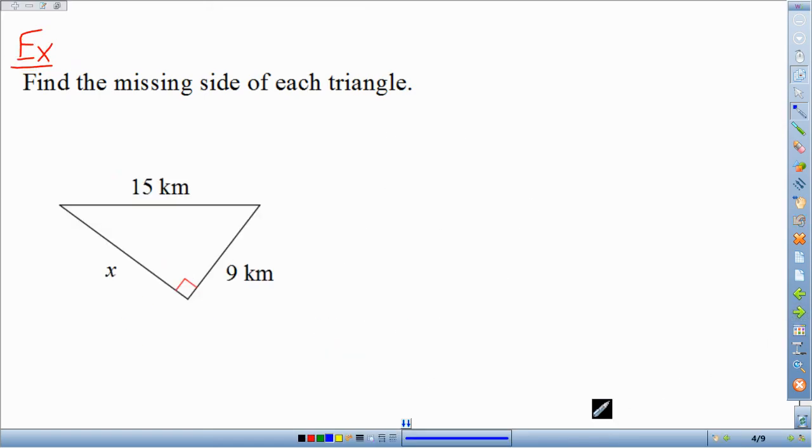Okay, let's keep going. Let's go ahead and try another one here. Same directions throughout most of this lesson. You don't need to keep copying those. Go ahead and get this triangle.